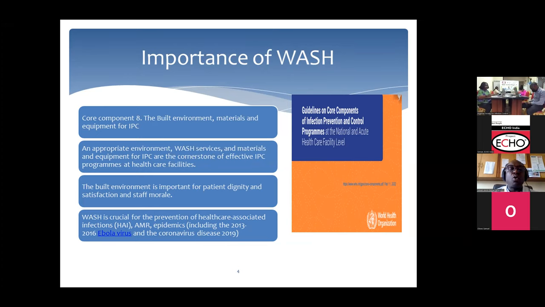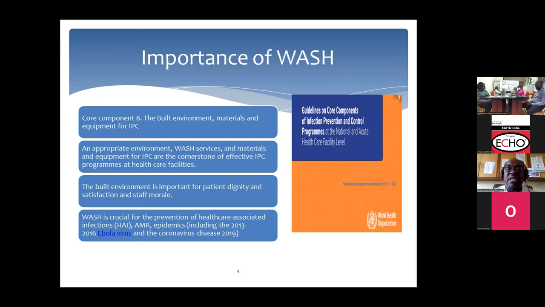It is core component number 8, which is the built environment, material, and equipment for IPC. And the WASH is an appropriate environment, WASH services and material and equipment are essential for IPC and are the cornerstone for any IPC program that you can ever think about. And therefore, the built environment is important for patient dignity.